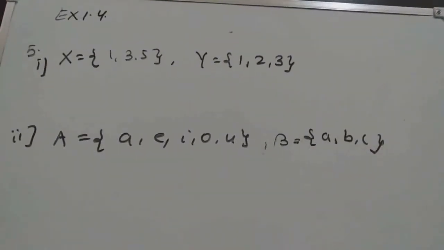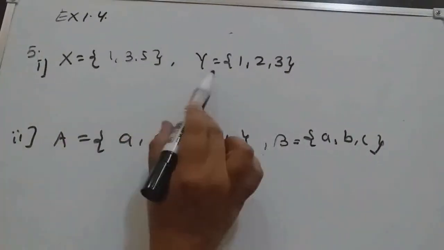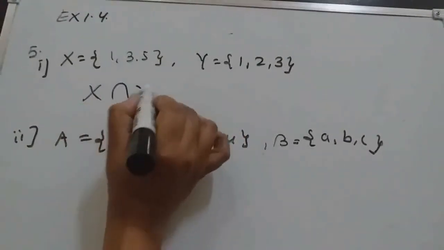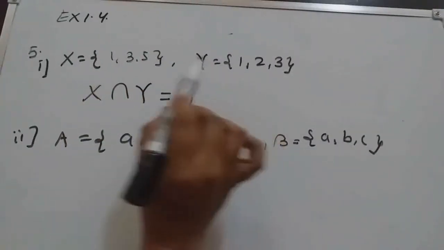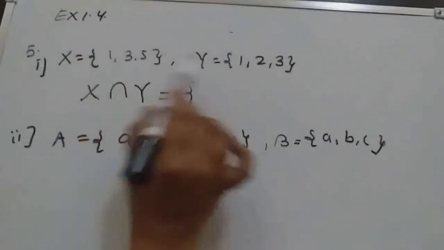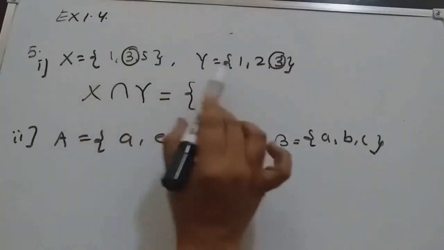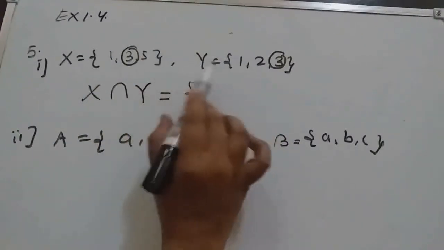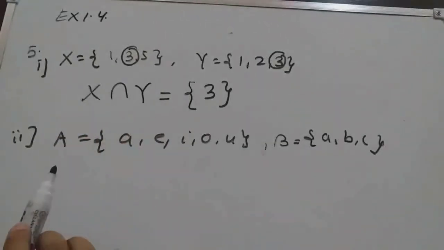Question number 5 is: find the intersection of each of the pair of sets in question 1. So in question 1, the first question has X and Y sets given. So X intersection Y will be all the elements which are in both X and Y, isn't it? So 3, see, 3 is in X and also in Y, and no other elements belong to both the sets. So 3 is the answer. So X intersection Y is 3.